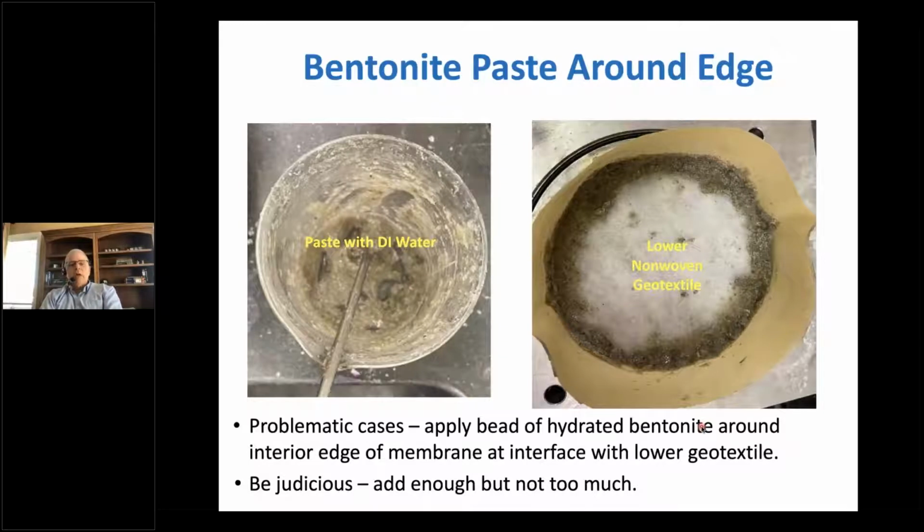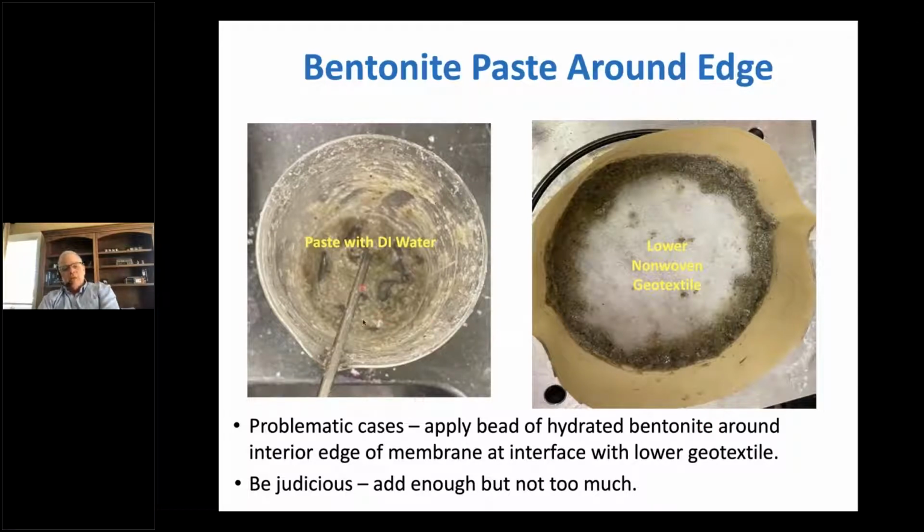I mentioned as well about putting paste around the edge. In some cases, when we're particularly worried about sidewall leakage, particularly if we've got very strong solutions, some bauxite liquors, and we're dealing with some bentonite-polymer GCLs where the edge is a little hard to manipulate during extraction of the GCL specimen from the GCL sample, we'll actually do a little bit extra.